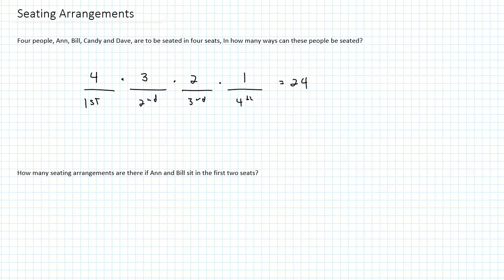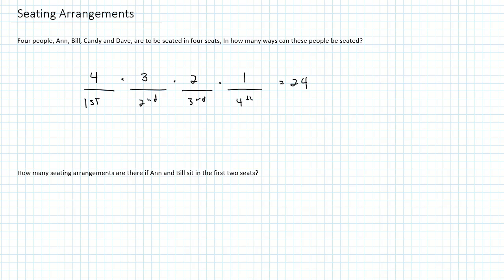So the key thing here is to figure out what these tasks are that you're trying to complete where you'd be doing these branches, and then figuring out how many possibilities there are for each one. You multiply them out. Now, what if I had Ann, Bill, Candy, and Dave, but now I want to know how many seating arrangements are there if Ann and Bill are in the first 2 seats.